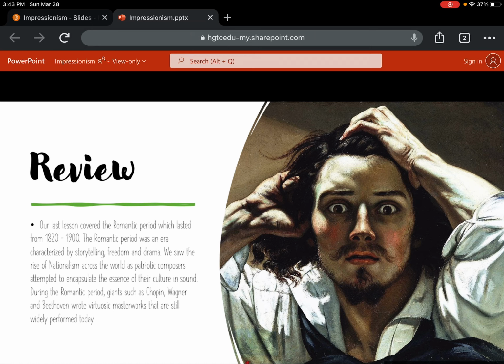If we see artistic periods as usually responses to what has come just before them, we can see the Impressionist period as a response to this larger than life, hyper dramatic, very big style of music that was in the Romantic period.